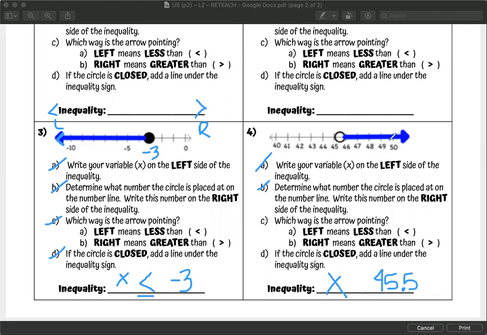Which way is the arrow pointing? I see my arrow pointing this way. Remember, left means less, right means greater than. So it should be our greater than symbol. And last thing, if the circle's closed, we add a line under the inequality sign. It is open, so it's remaining as is. X is greater than 45.5. And that is it.